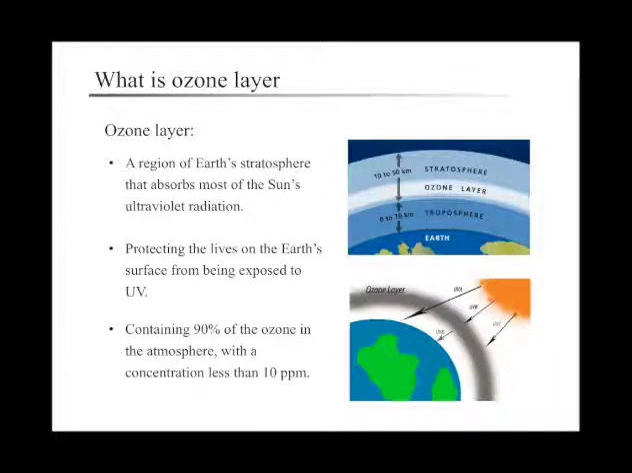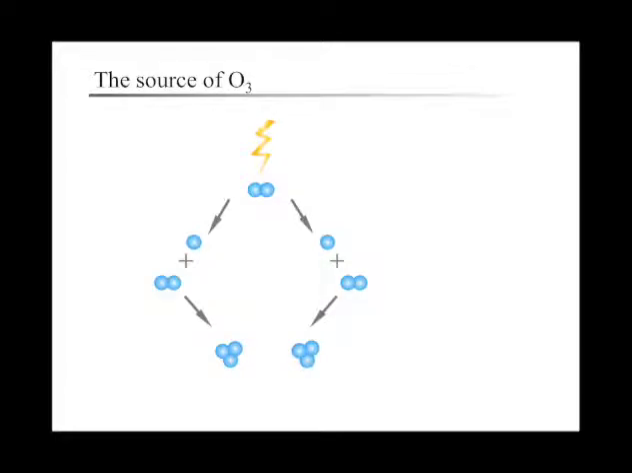About 90% of the ozone in the atmosphere is contained in the ozone layer, but the concentration is still quite small, which is less than 10 ppm. Ozone in Earth's stratosphere is created by ultraviolet light striking ordinary oxygen molecules, splitting them into two individual oxygen atoms. Then the atomic oxygen combines with unbroken oxygen to create ozone.